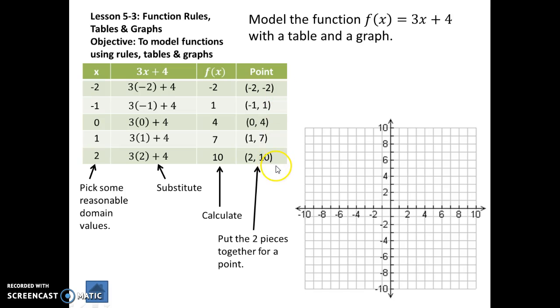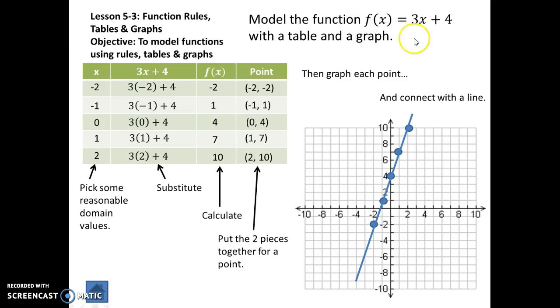I'm going to take those and plot each. So -2, -2 is here, 2, 10 is here, and the other ones are in between. I'm then going to add a line to connect and extend. And that's how you take your function rule, make a table of values, and graph it.